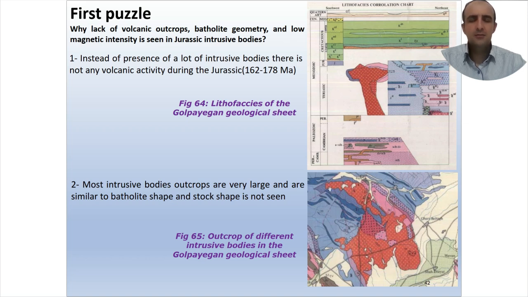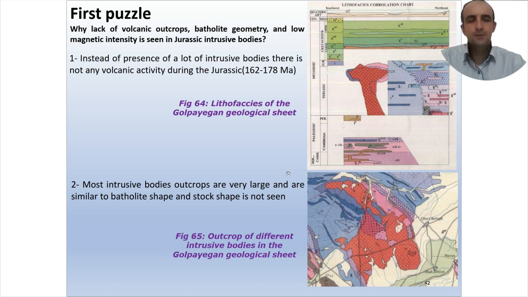As you can see in this map, there are very large batholith-shaped intrusive bodies. The intrusive bodies in Gulpaigan are described as having a batholith geometry. In fact, batholiths are very large, irregularly shaped intrusive bodies that form deep within the crust. In contrast, stock shapes, which are smaller, more cylindrical intrusions, are often more closely associated with volcanic centers and shallower levels of the crust.